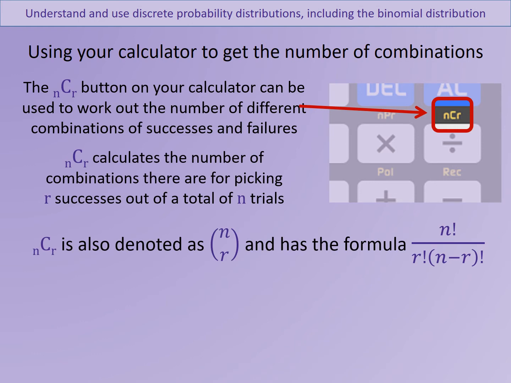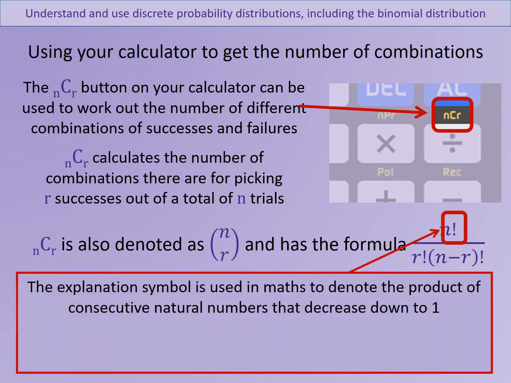And there is a formula for this as well, which is n factorial divided by r factorial multiplied by (n minus r) factorial. And this factorial symbol means, in the case where you have 5 factorial, 5 times 4 times 3 times 2 times 1. So it's the product of all of the natural numbers, the positive integers, down to 1.